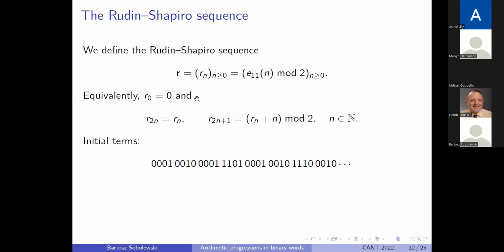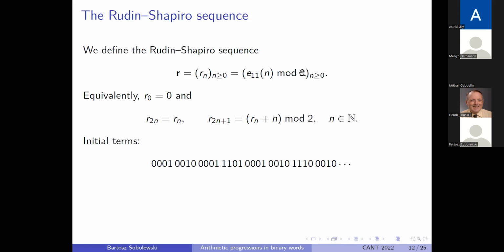And another very famous example of such a sequence is the Rudin-Shapiro sequence, which can be defined by a slightly unusual definition, E_11 of n mod 2. So this counts the occurrences of the pattern 11 in the binary expansion of n. And equivalently, we can define R_0 equal to 0, and for the following n by these recurrence relations.